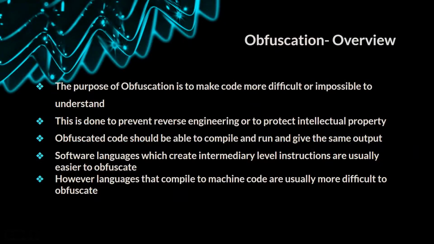Okay, so now just a quick overview on obfuscation. Like Christian said, the purpose of obfuscation is to make code more difficult or impossible to understand. This is done to prevent reverse engineering or to protect intellectual property. If I, as a company, release some software and put it out to the world to sell, I don't want people to look at my code, reverse engineer it, and sell it. So I would obfuscate my code to make it harder for them to understand and replicate. The obfuscated code should still be able to compile and run and give all the same outputs. That's where it's different from something like encryption.